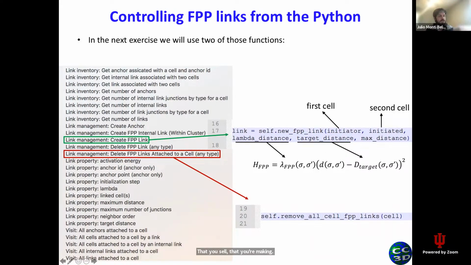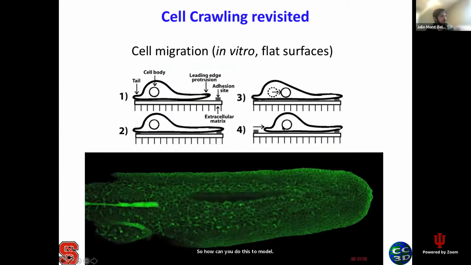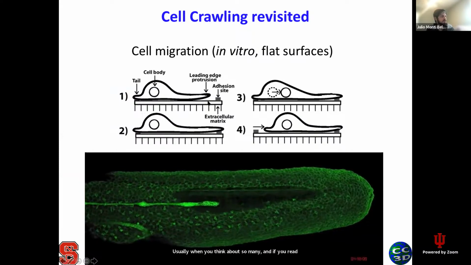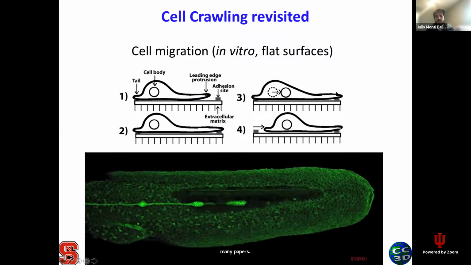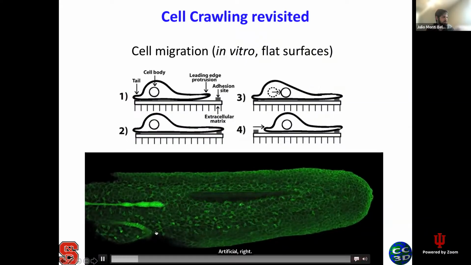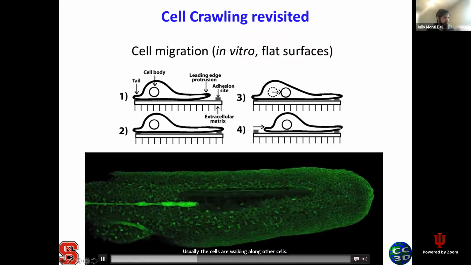So how can you do this to model cell crawling? Usually when you think about cell crawling, and if you read many papers, it is a cell walking on a substrate. But this is very artificial, right? Usually the cells are walking along other cells. So the video you see here below is a little bit like this.